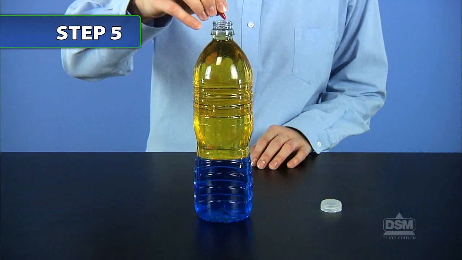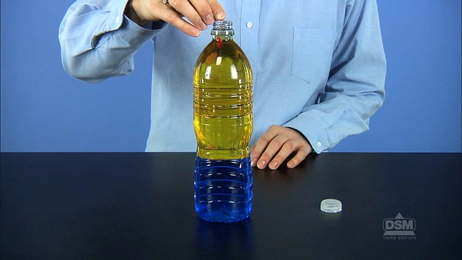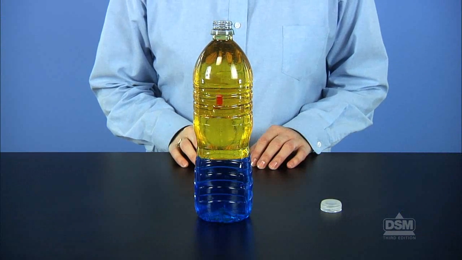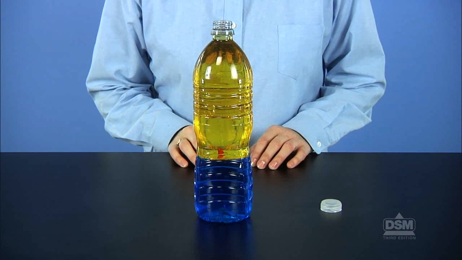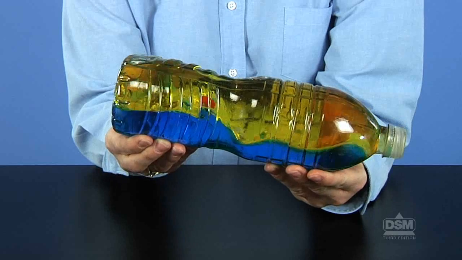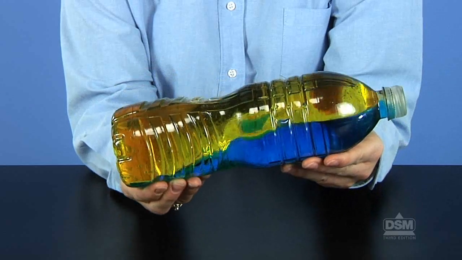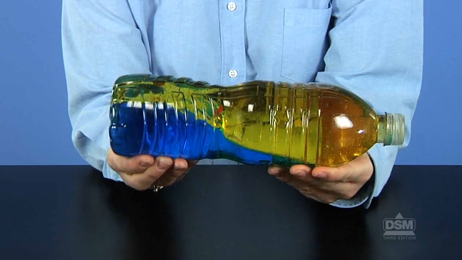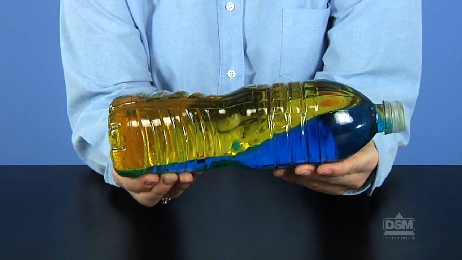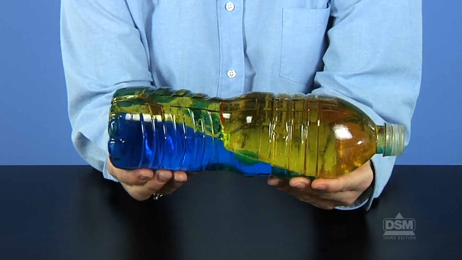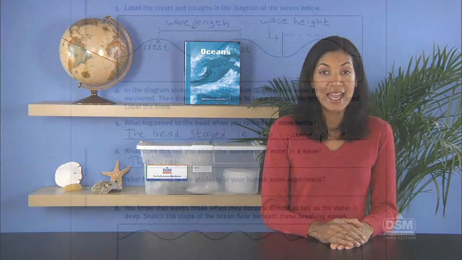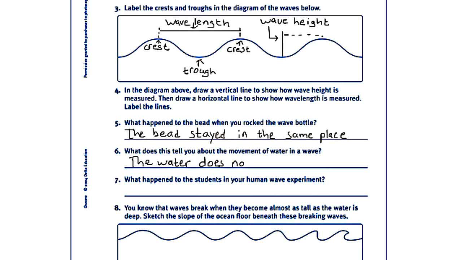Next, drop a bead into the wave bottle. After the bead has settled between the layers of oil and water, rock the bottle gently to form waves inside. Students should notice that the bead is lifted temporarily by the wave as it passes and lowered again. The waves move from one end of the bottle to the other, but the bead does not. Tell students to answer questions 5 and 6 on the activity sheet.